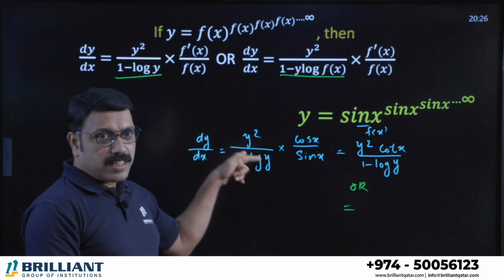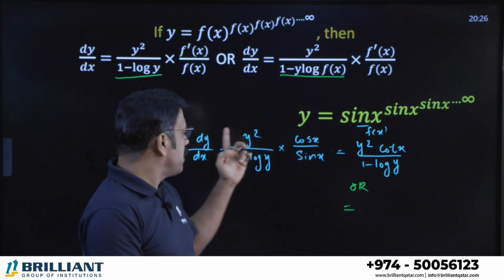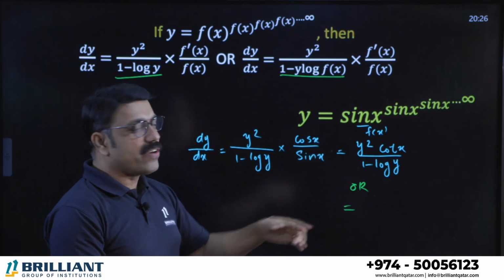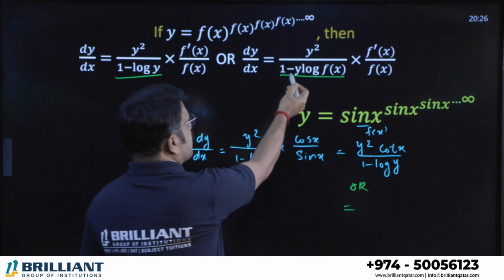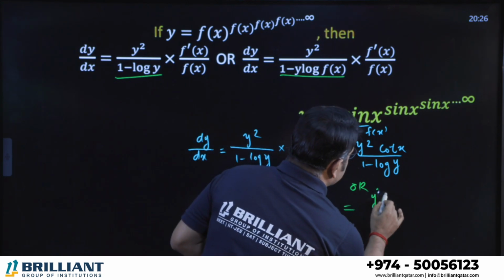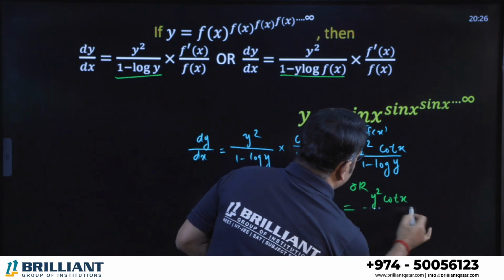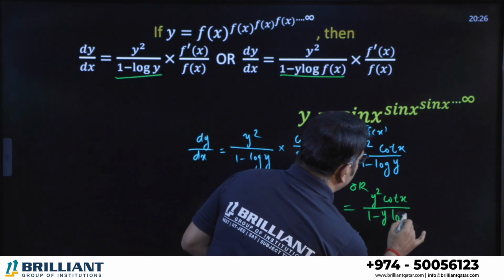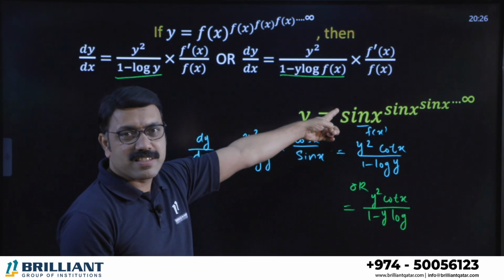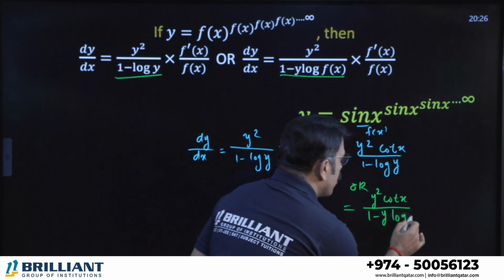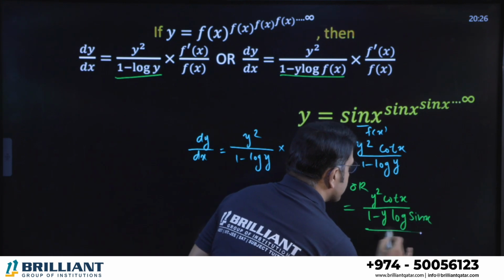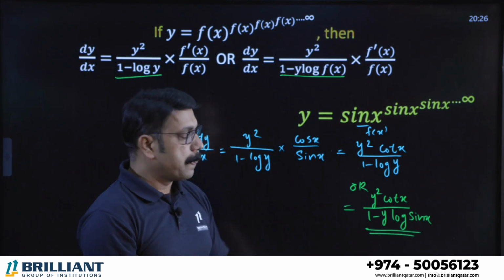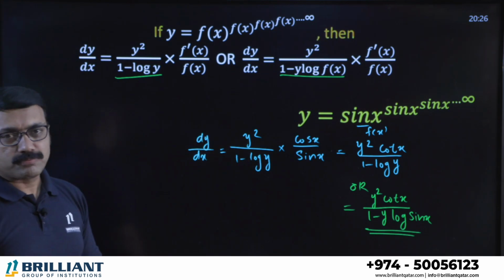Why I am explaining like this is that sometimes the options may be written this way or that way. So y square cot x by 1 minus log y, you can write directly in other ways. What is the change here? Y square cot x divided by 1 minus y log of f of x. What is f of x? That is sin x. Just apply the log of sin x. That is the other step. Please see the steps.